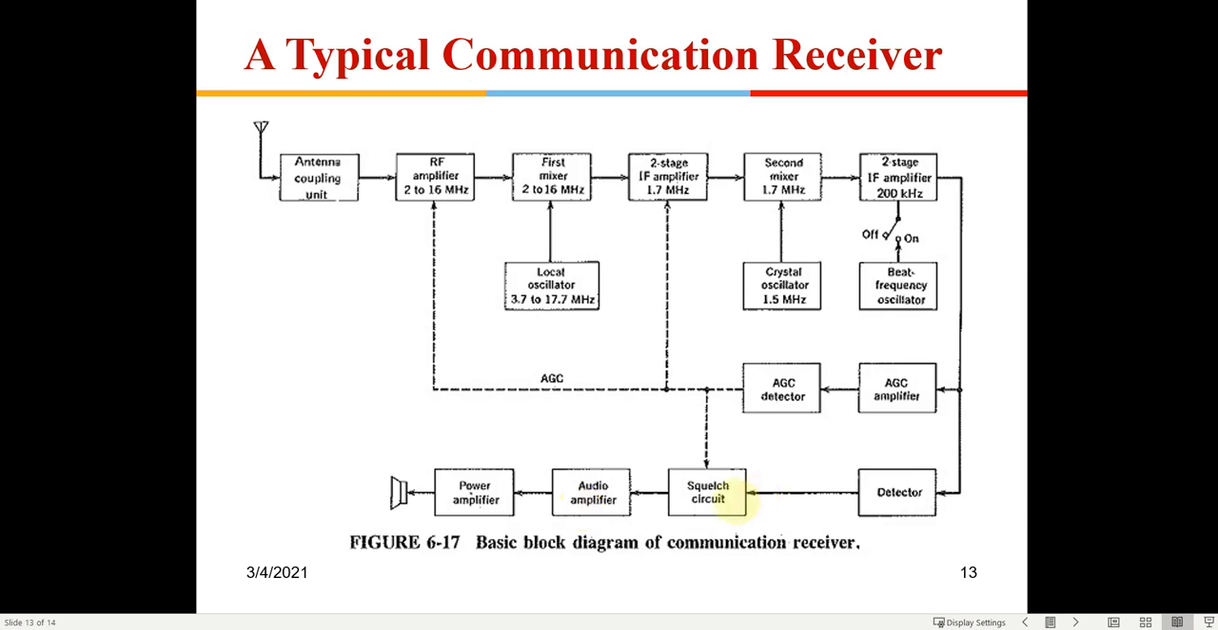Otherwise, whenever there is no signal, there will be some noise. So in the audio amplifier you will hear buzzing sounds, and that's not a very pleasant sound, right? It will create a disturbance. That is the reason you have a squelch circuit. Whenever there is no signal, it will switch off the audio amplifier and it will be completely blank. Your headphone will be completely blank whenever there is loss of signal here.